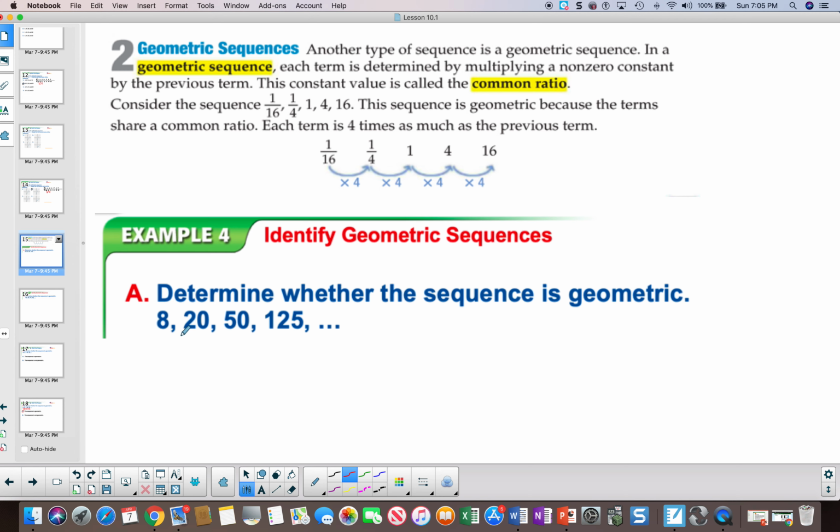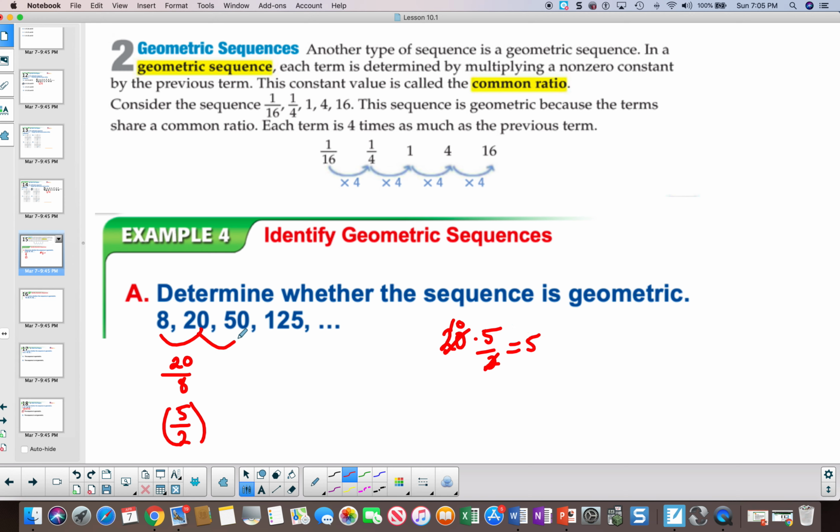Let's now determine whether the sequence is geometric. Now this is not so easy, so what we're going to do is compare the 20 to the 8, and when I reduce that, 4 goes into there 5 times, 4 goes into there 2 times. So we're actually multiplying by 5 halves. So let's take a look at, are we multiplying by 5 halves to get the 50? If you take 20 and multiply by 5 halves, the answer is 50.